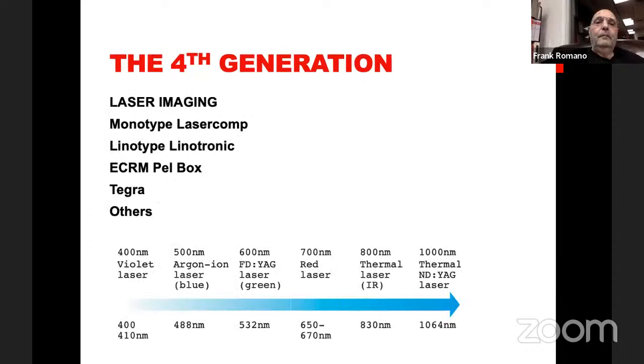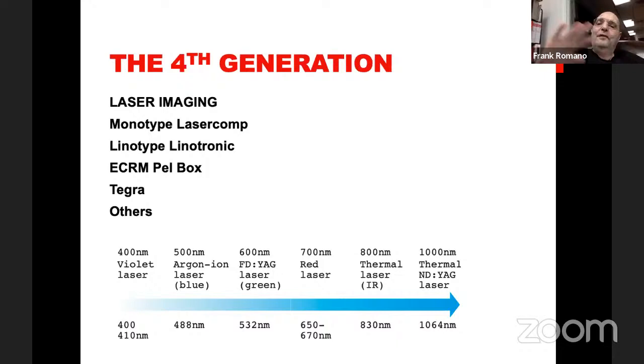So the fourth generation became our laser machines. So you had the Monotype laser comp. That was the first one, by the way. Then the Linotype Linotronic. ECRM produced a little machine called the Pell Box, which other companies could link into in some way. A company called Tegra, which started out with plain paper. And then very many others, and they all used different kinds of lasers. So you had to buy photo material that was attuned to the laser that you were using.